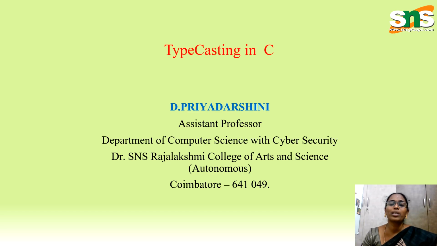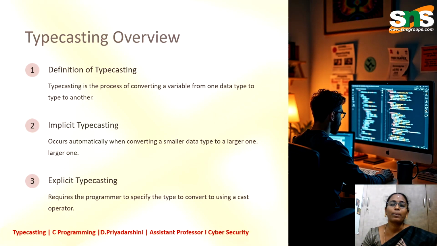Today we are going to discuss typecasting in C programming. What is typecasting? Converting one data type to another data type is known as typecasting. Typecasting has two major types, implicit typecasting and explicit typecasting. Typecasting is a process of converting a variable from one data type to another.